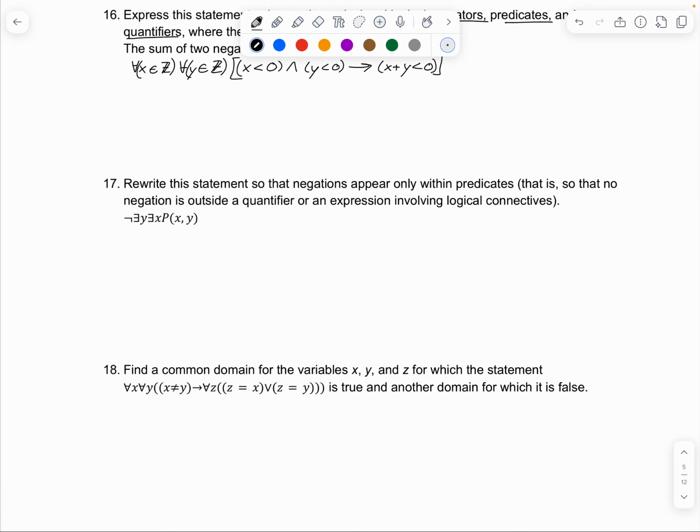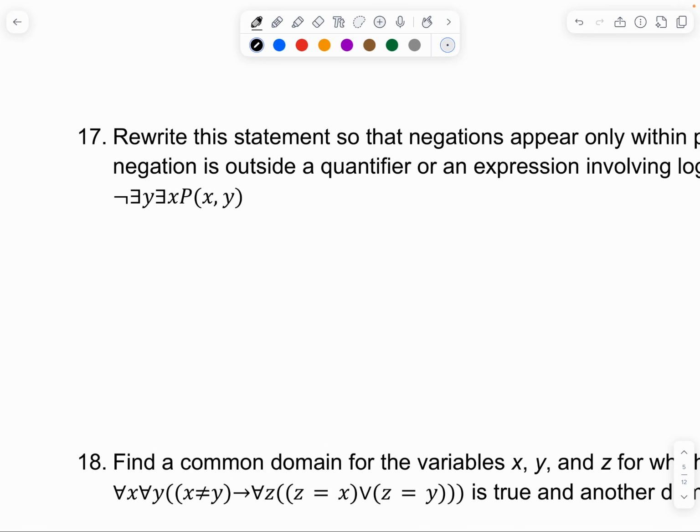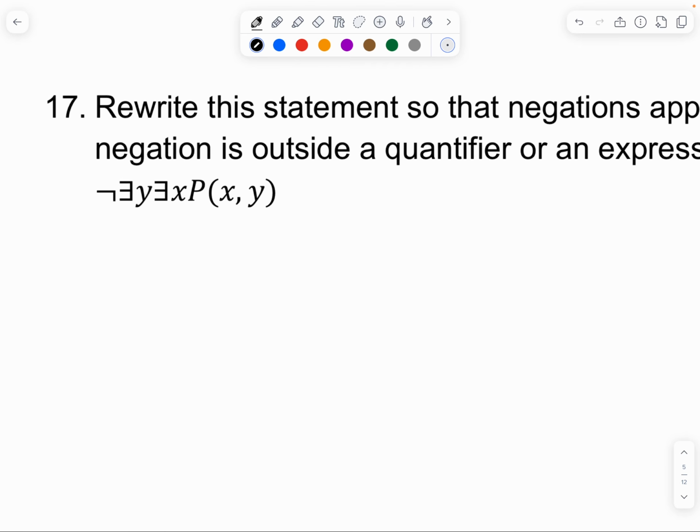I'm going to do 17 because I want to do De Morgan's with quantifiers. So this one says not, there exists a y such that there exists an x such that the predicate is true. It doesn't tell us what the predicate is. But it's important to know that to move a negative inside, you change there exists to for any. And let me quickly explain why. This statement says not there exists an x and y that make this true. In other words, there does not exist a single x or y that makes this true.